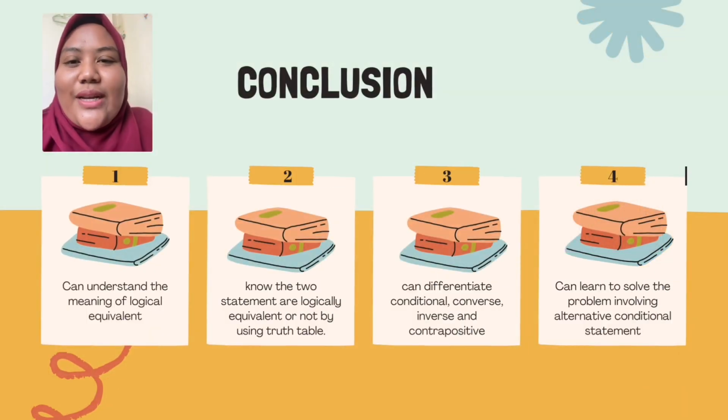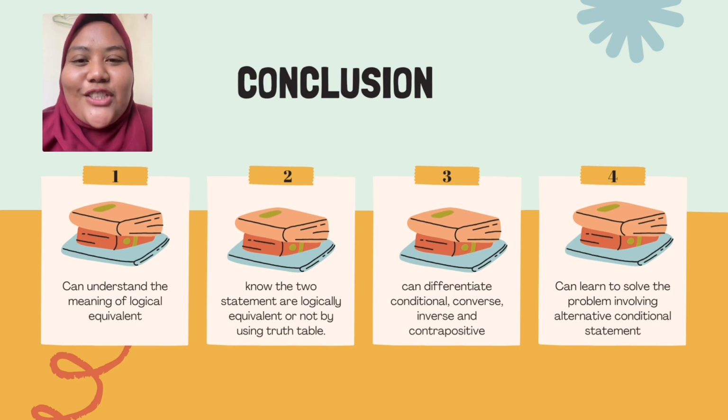Finally, to conclude our lesson, we are able to understand the meaning of logical equivalence, and we can know whether two statements are logically equivalent or not by using a truth table. Other than that, we are able to differentiate conditional, converse, inverse, and contrapositive. And the last one is we can learn to solve problems involving alternative conditional statements.